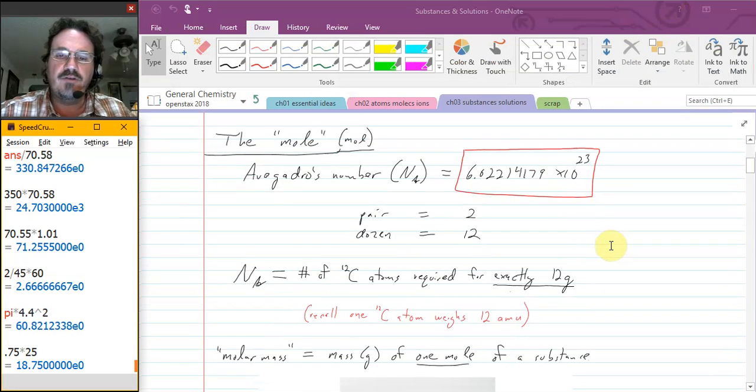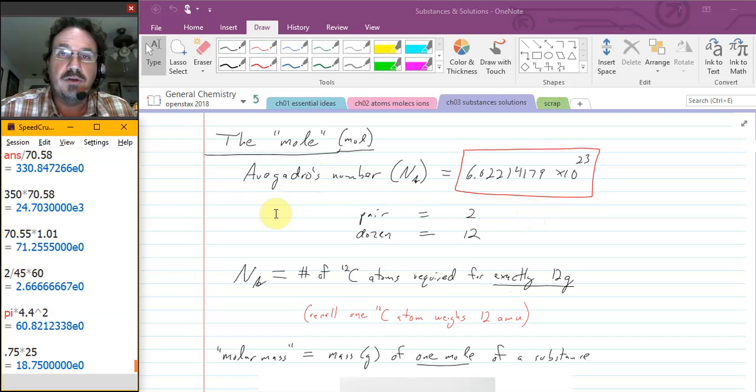Alright, with that under our belt, now we're ready for the concept of the mole. The mole is the SI unit for the measurement of an amount or a counting of something. Just like the SI unit for mass is gram, and then you've got kilogram. Actually kilogram is the base SI unit, but let's see, liter for volume, all those guys. So the SI unit for counting something is the mole.